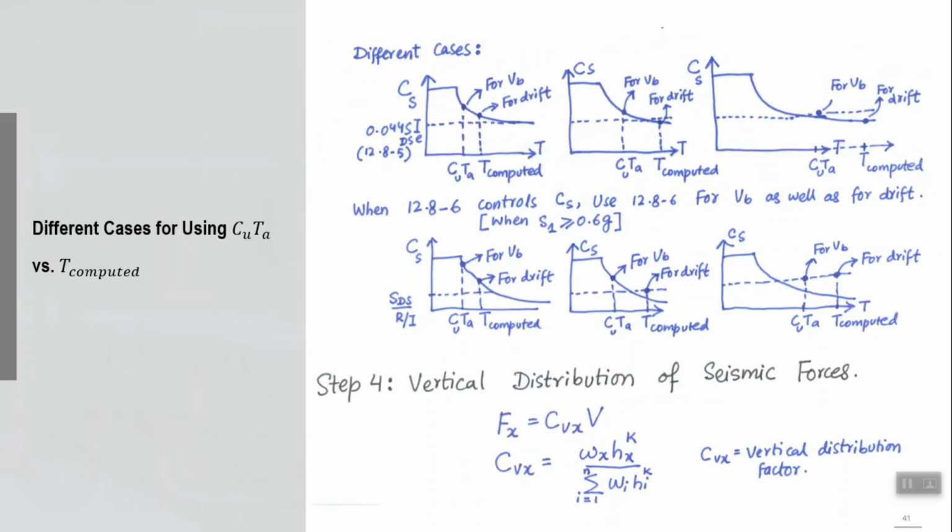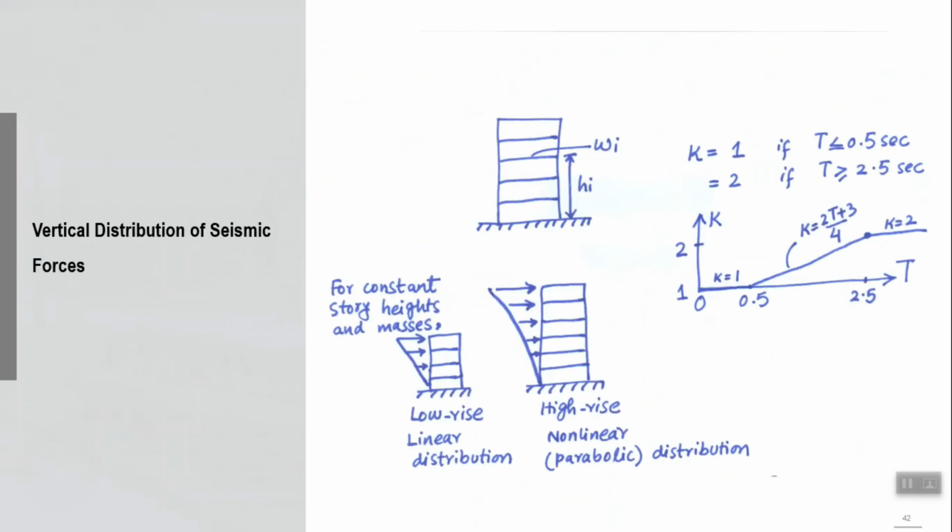Then vertical distribution, we discussed that already. For low time periods, which means low rise buildings, the distribution formula is such that it will roughly give you a triangular distribution if the story heights and story weights are almost constant. So this will correspond to the fundamental sway mode shape for low rise buildings.